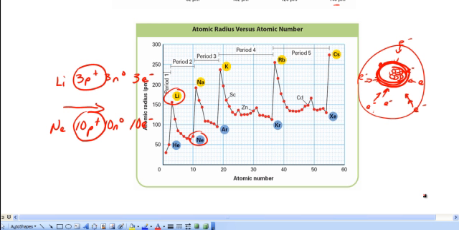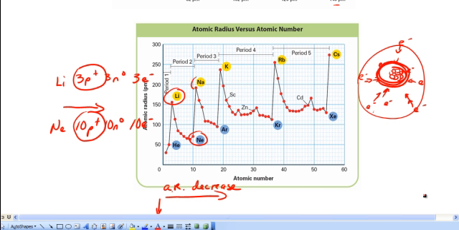So as you go from left to right on the periodic table, atomic radius, I'm just going to label it AR, atomic radius is going to actually decrease. That's counterintuitive, but that's actually what happens. Now, what happens as you go down the periodic table? As you go down the periodic table, the atoms do in fact get bigger.